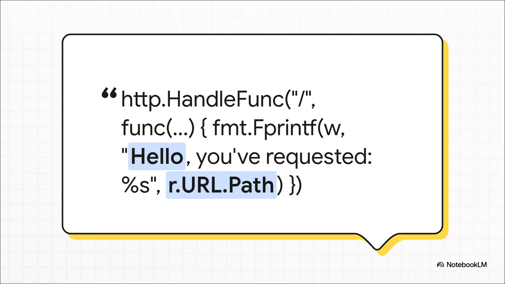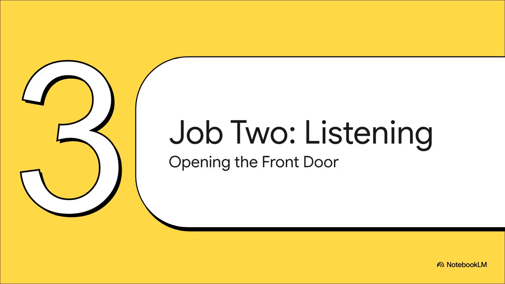Okay, so we have a function, but how do we tell Go to actually use it? Well, it's just this one line of code, http.HandleFunc. This line basically says, hey Go, anytime a request comes in for the home page, that's what the slash means, I want you to run this function. And you can see right inside, we're using our pen, w, to write a little hello message back. All right, that's job one.